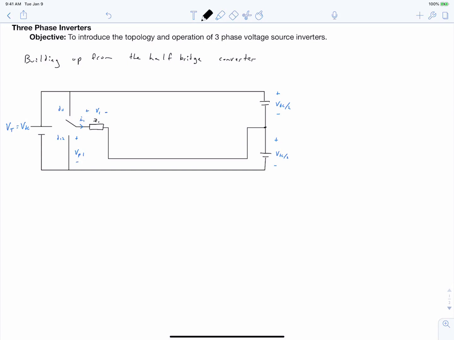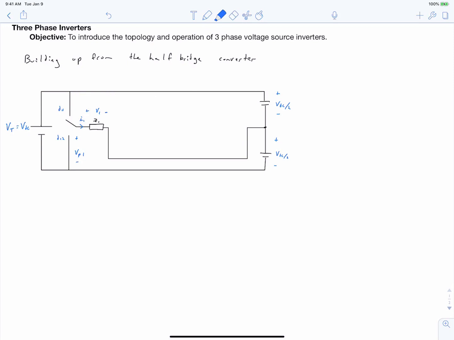So we're going to introduce this by building up from the half-bridge converter topology that we discussed in our previous video. And I've sketched it on this page, but I've sketched it in a little bit of an unconventional manner. You'll see that I've elongated the circuit because we're going to be adding additional single-pole double-throw converters or additional half-bridges.